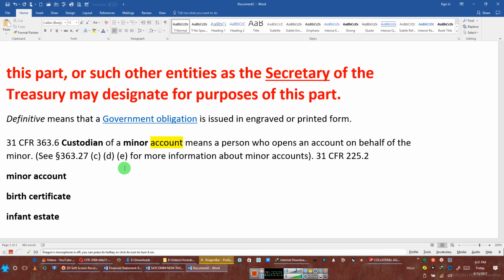You hold title to the minor because the minor is an entity. The minor is not a person. Okay? The minor is not a person. The minor is an entity.